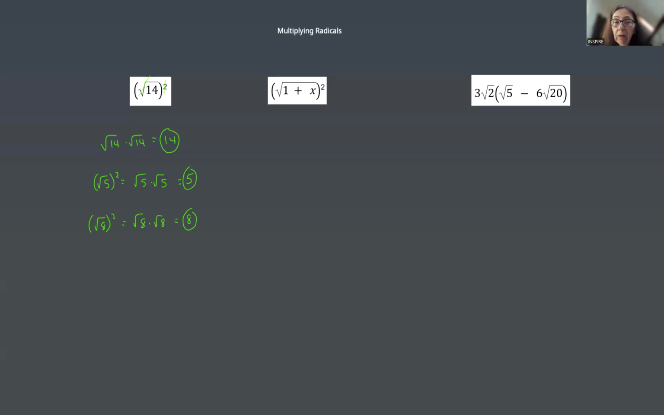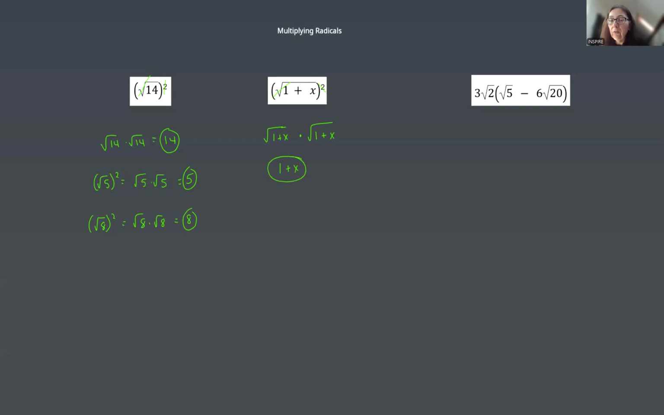Let's take a look at this second problem. I want you to think the same way. I want to square this. So if I want to square this, I'm going to times it by itself. And again, the square root and the square eliminate each other, and we get 1 plus x. Not too bad, is it?